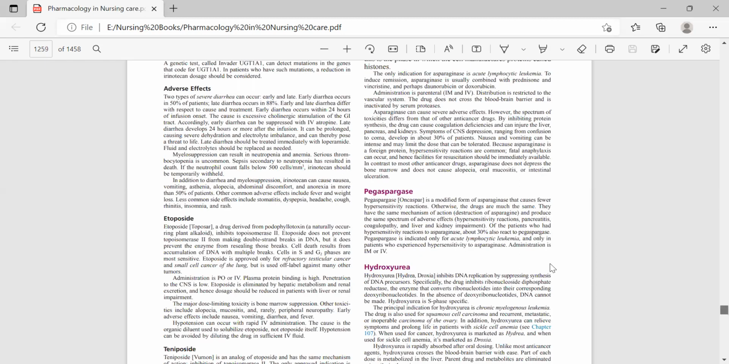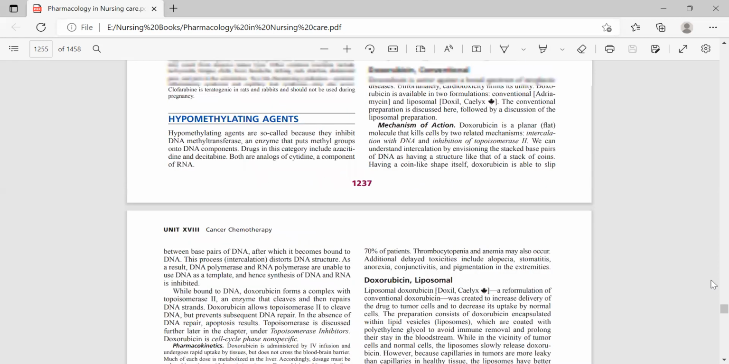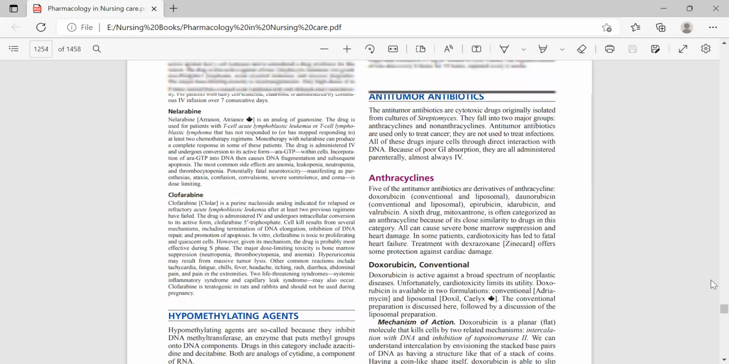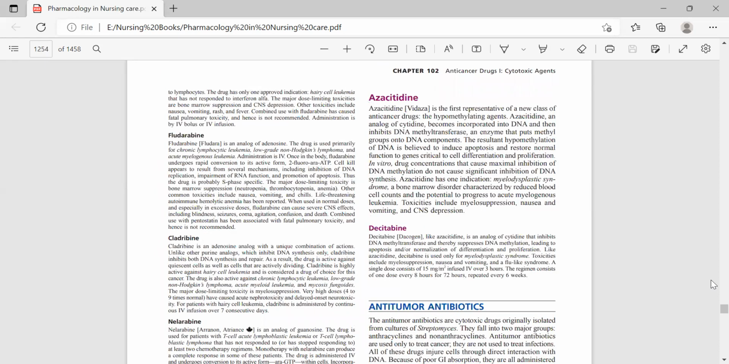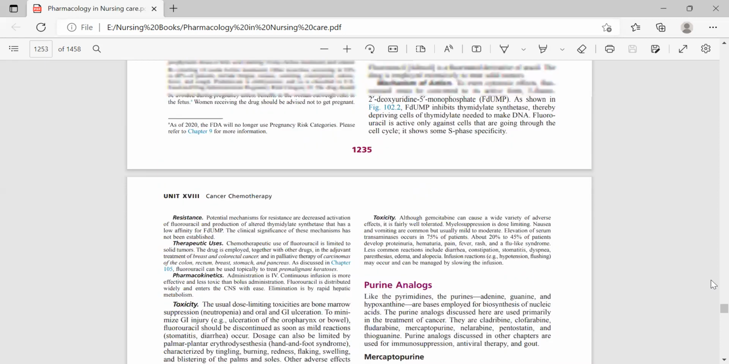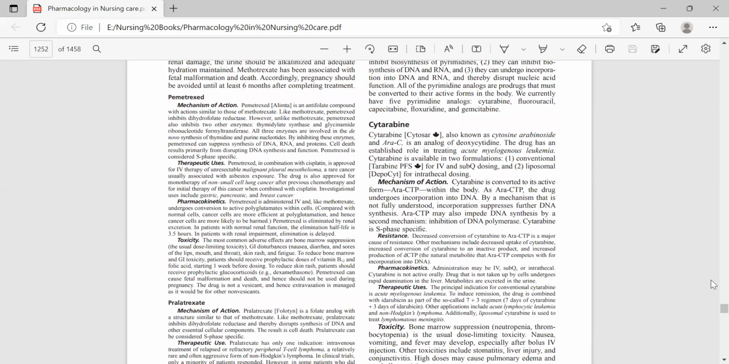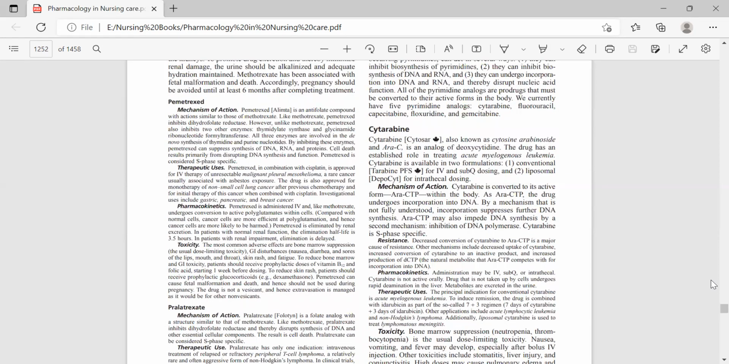Now we come to another drug included among the folic acid analogs, and that is pemetrexed. Pemetrexed acts as an antifolate compound. Its action is similar to methotrexate, and it inhibits dihydrofolate reductase. It also inhibits two other enzymes, thymidylate synthase and glycinamide ribonucleotide formyltransferase.